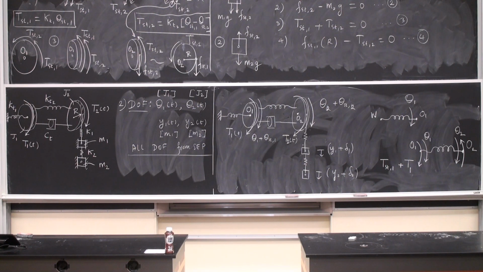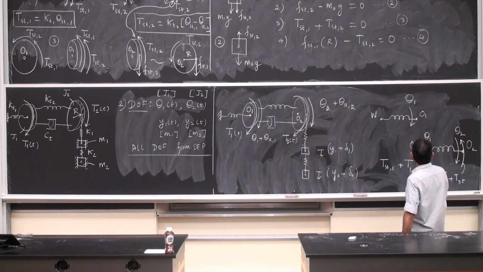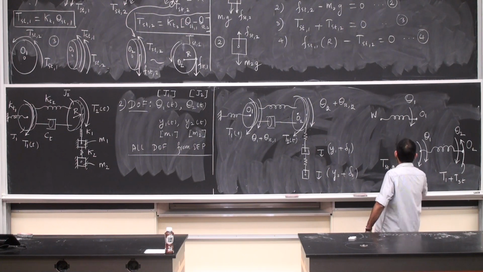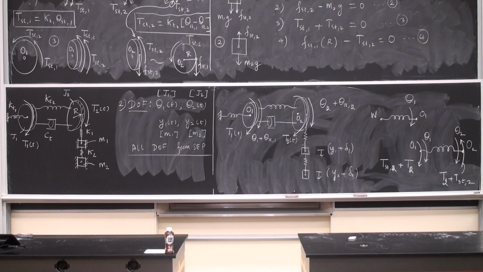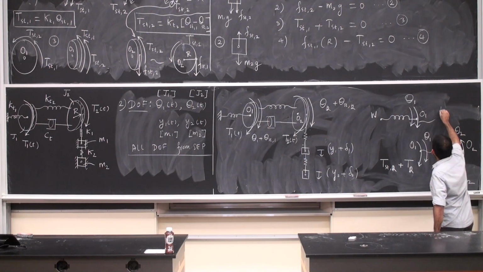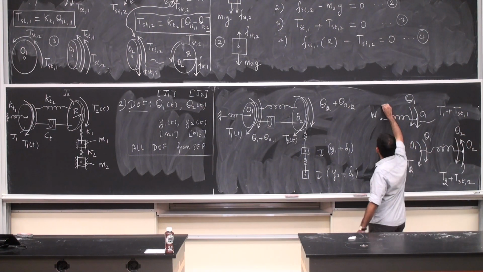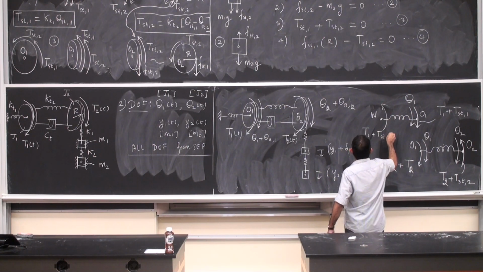This is going to be T1. I'm sorry, this is T2. Apologies. T2, T static 2, and then likewise I have the torques drawn here. This guy is T1, T static 1, equal and opposite. T1, T static 1.